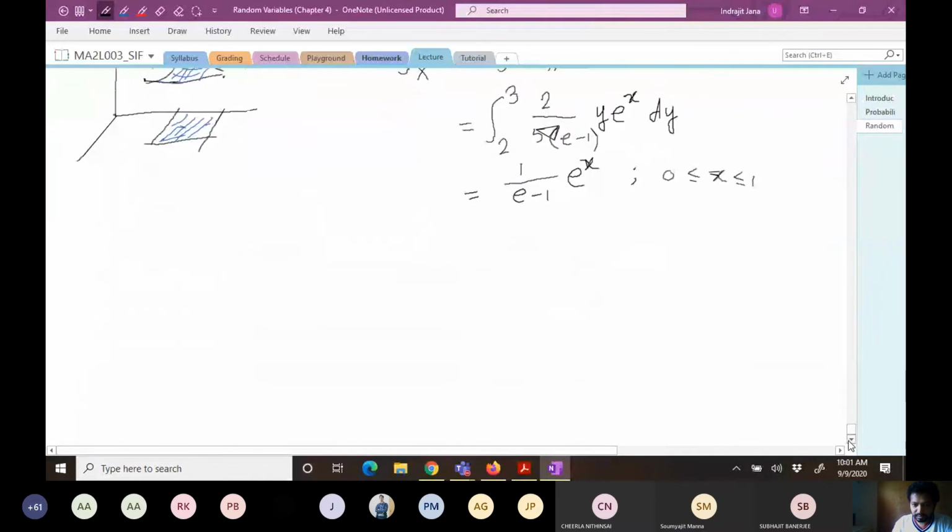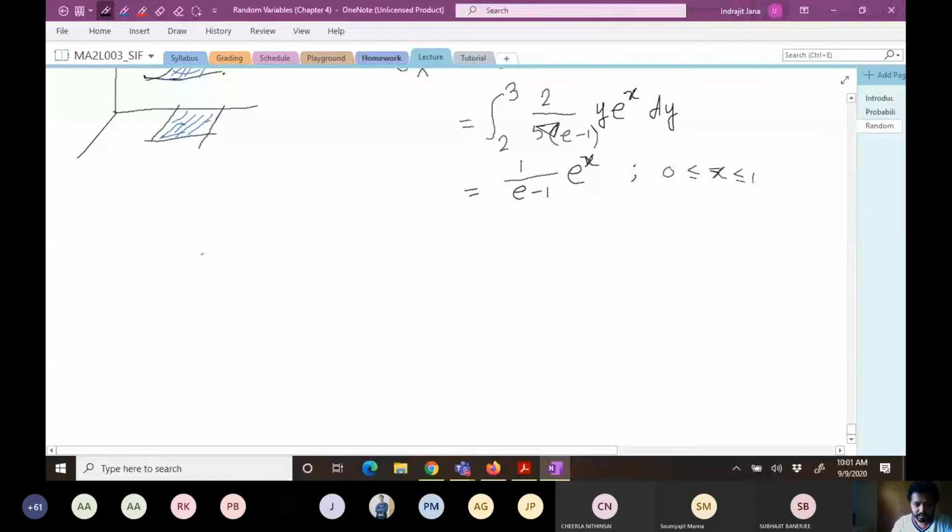And similarly, you can figure out the marginal PDF of y by integrating with respect to x. So f_Y(y) is going to be, if you do the integration with respect to x, 2 over 5 y, for y between 2 and 3.